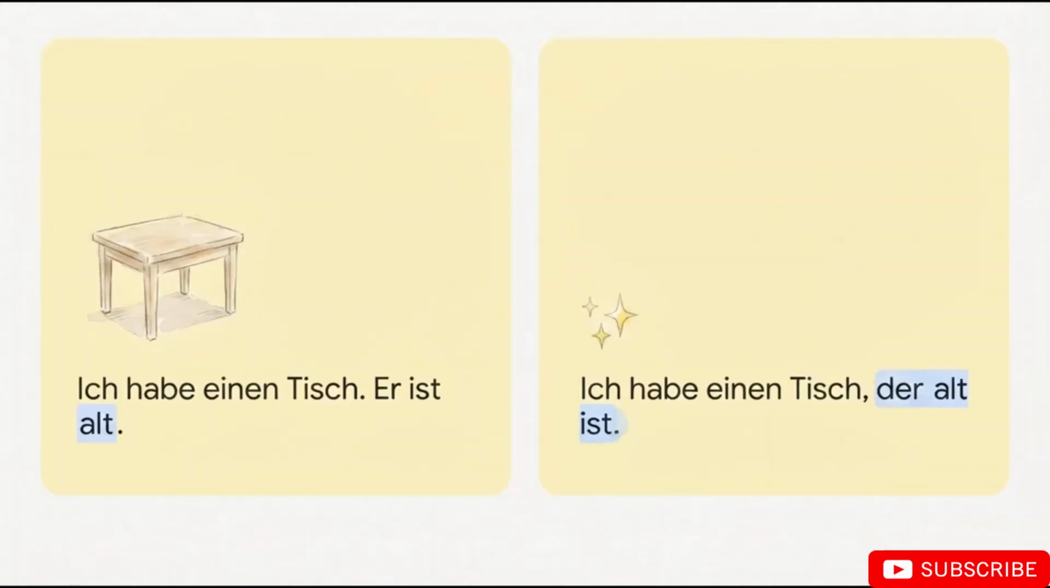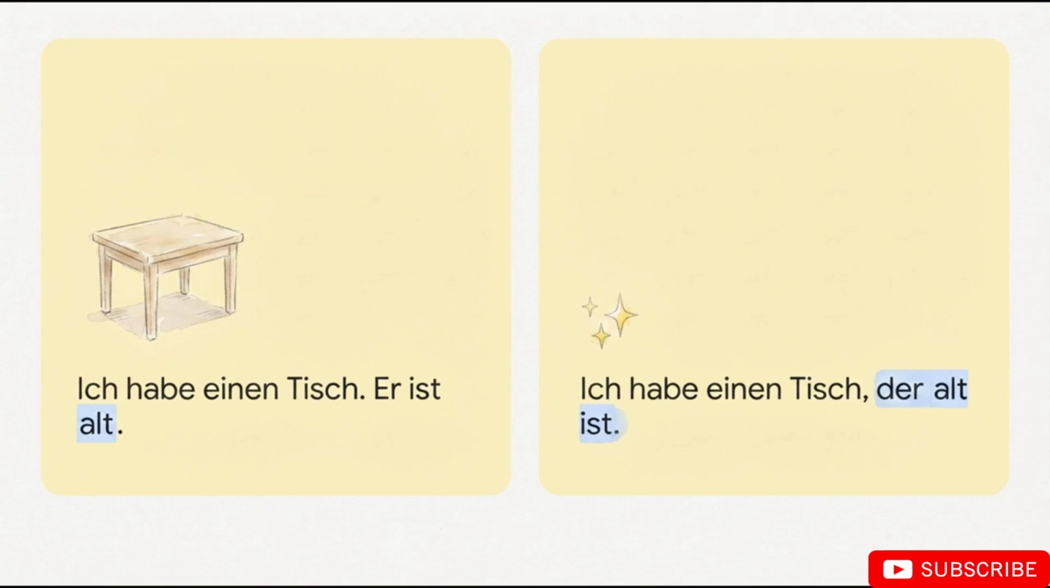Okay, here's the answer. Ich habe einen Tisch, der alt ist. Notice exactly what happened here? We took the masculine pronoun der to replace Tisch. Then we grabbed the conjugated verb ist and kicked it all the way to the very end of the sentence. Ich habe einen Tisch, der alt ist.